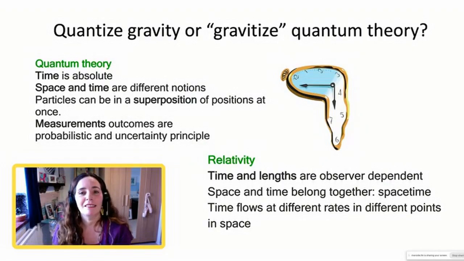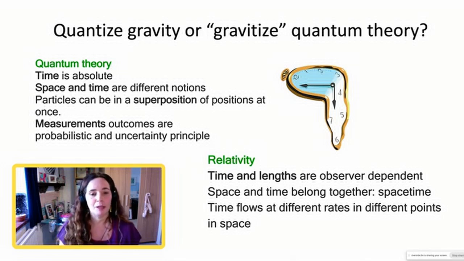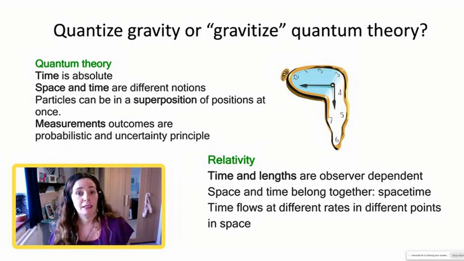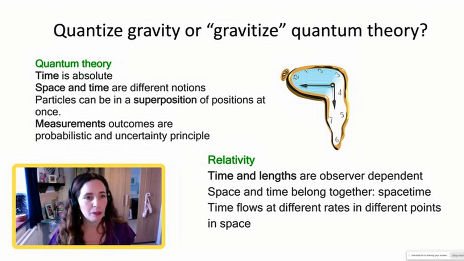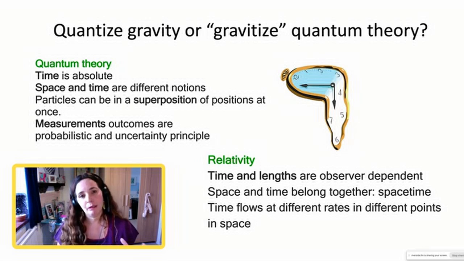Okay, so the title of this slide, should we quantize gravity or gravitize quantum theory, comes from Roger Penrose. And what he means by that is, should we keep the principles of quantum theory and modify general relativity? That's what we understand more by quantum gravity. Or should we do the contrary, keep the principles of general relativity and modify quantum theory? I guess, like most people working on the unification, maybe follow the first line of quantizing gravity.